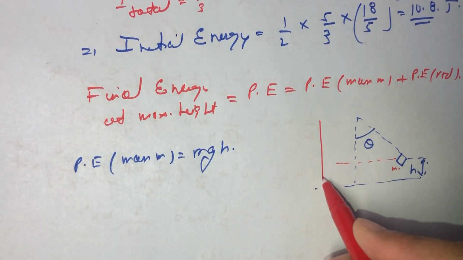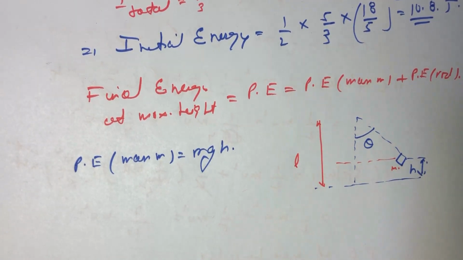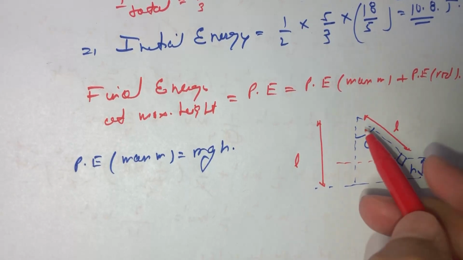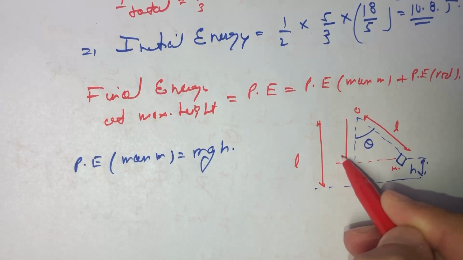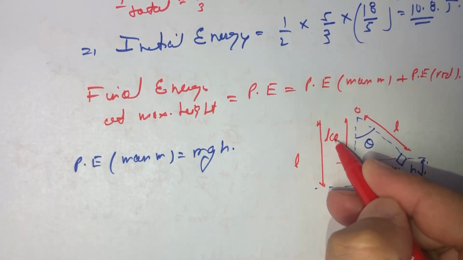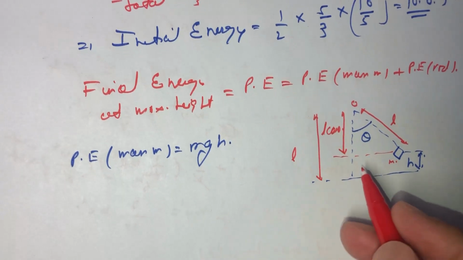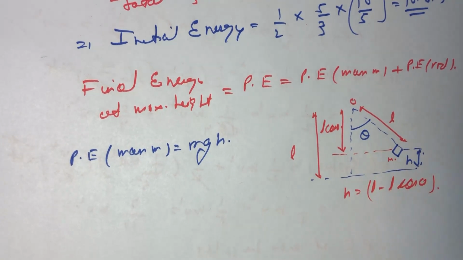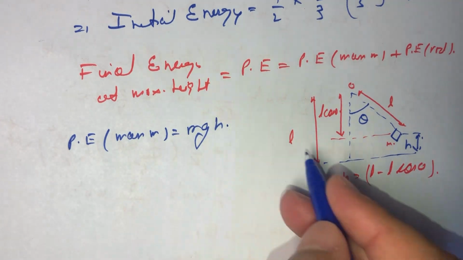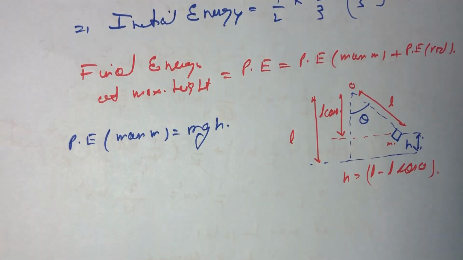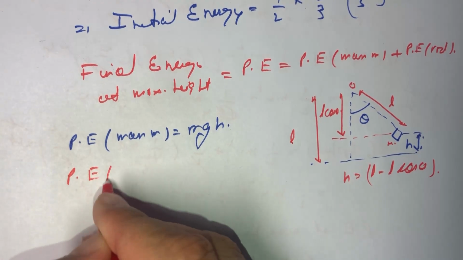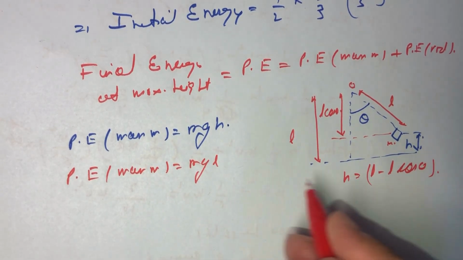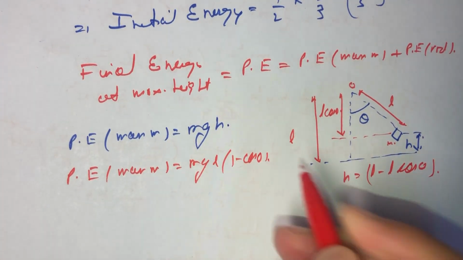So this total length is given as capital L, and this length will also be capital L. So this is point O. So we are going to get this as L cos of theta. So from here we can say h will be equal to L minus L cos of theta. So we get potential energy for mass m equal to mg, L can be taken as common, so this will be 1 minus cos of theta.